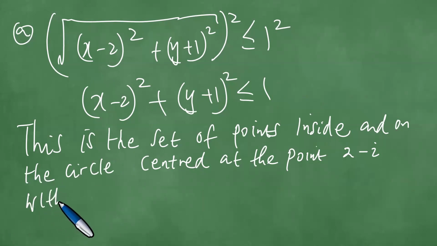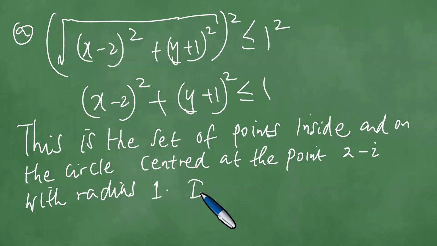Right, with radius 1. Okay, but now very important. We're describing the set. This is a set of points inside and on the circle centered at the point 2 minus i with radius 1. Okay, let's first describe what it is. It is closed.